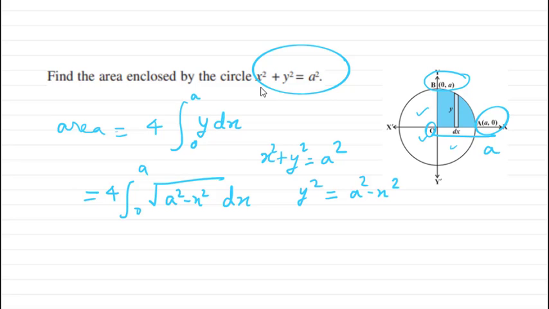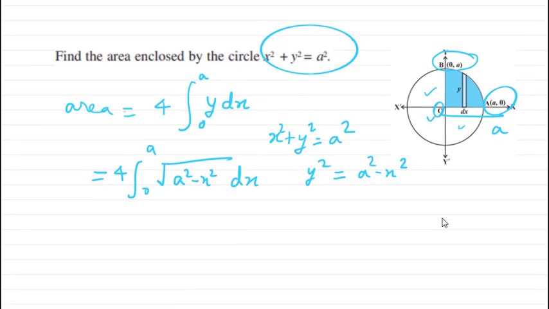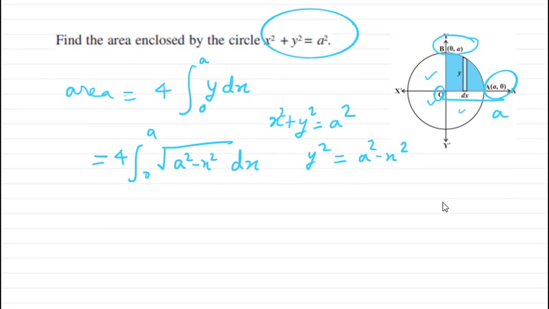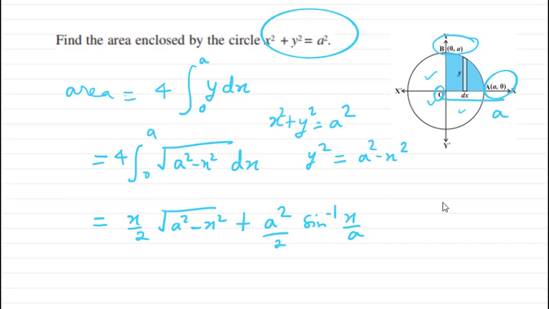And as I told, we know the formula. So we will use the formula here. So here the area will be x by 2 root of a square minus x square plus a square by 2 sine inverse x by a. Okay, this we have here, and then we can give the limits, that is 0 to a.